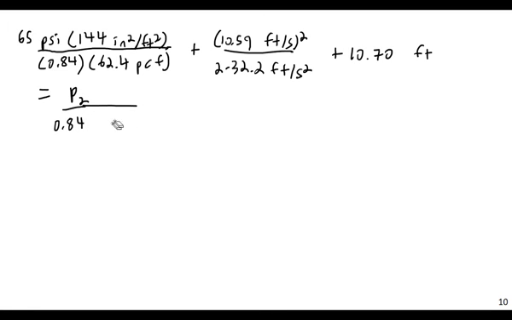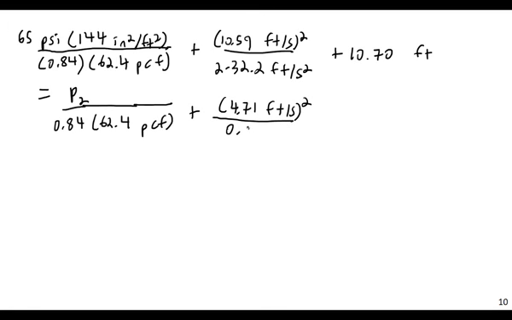0.84 times 62.4 pounds per cubic foot. Don't worry, we're almost done. Plus 4.71 feet per second, squared, divided by 0.84. Oh, sorry about that, we keep writing the wrong thing down. Times 2 times 32.2, just 2g here, feet per second squared, plus 4 feet here. And that is the full written out form of Bernoulli with inputs in place.